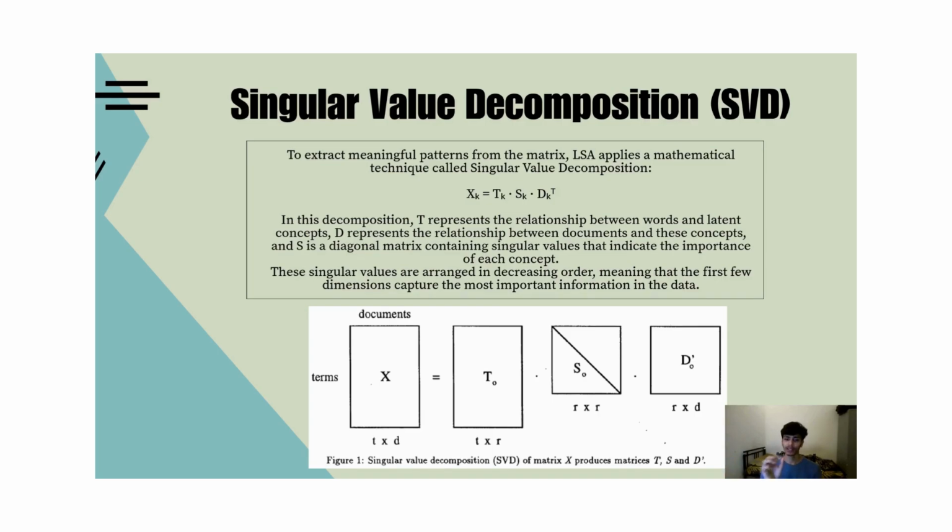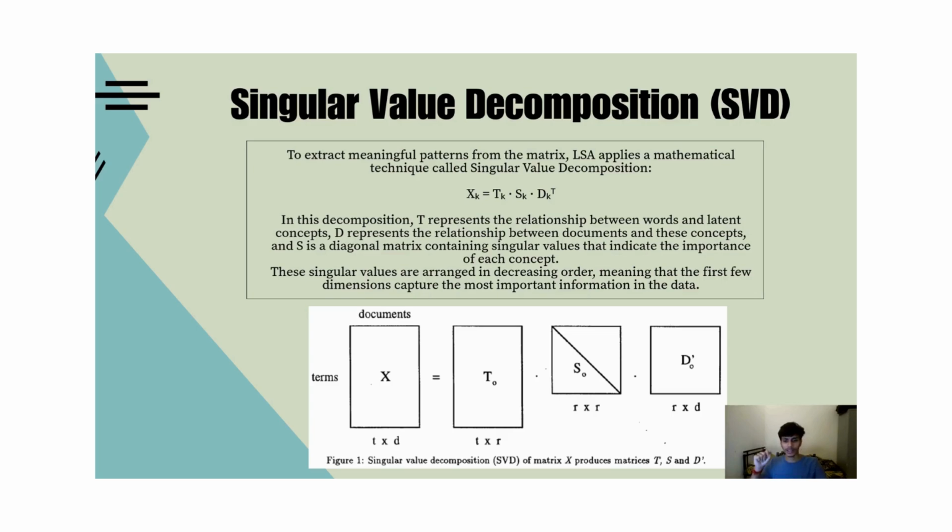The matrix D transpose represents documents projected into this semantic space. It tells us how each document relates to the latent concepts. So here, if you observe the figure on the slide, you can see how the original matrix is decomposed into the three smaller matrices. This decomposition helps us separate meaningful structure from random noise.